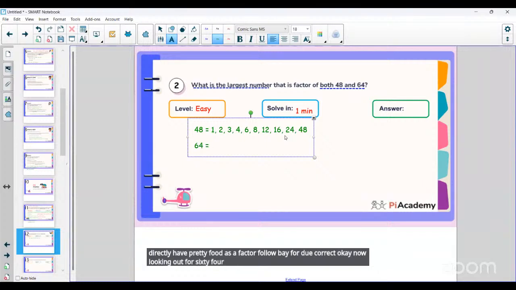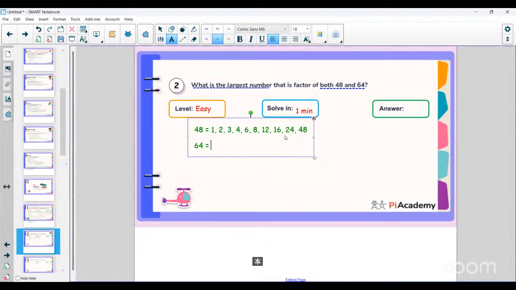Well, it's surely divisible by 1, also by 2. What about 3? No, right? Then it's divisible by 4, not by 6, not by 7, but it's divisible by 8. Then not by 9, not 10, not 11, not 12, right? 13, 14, 15. What about 16? 16 fours are 64, right?